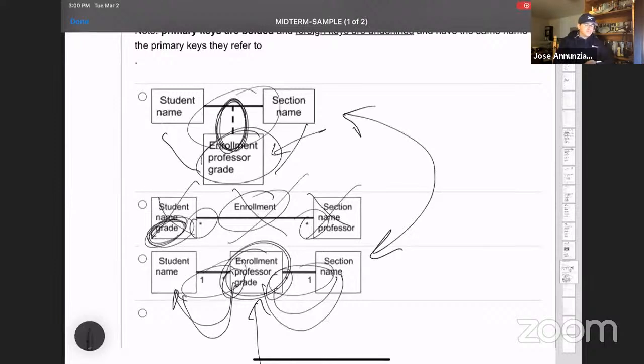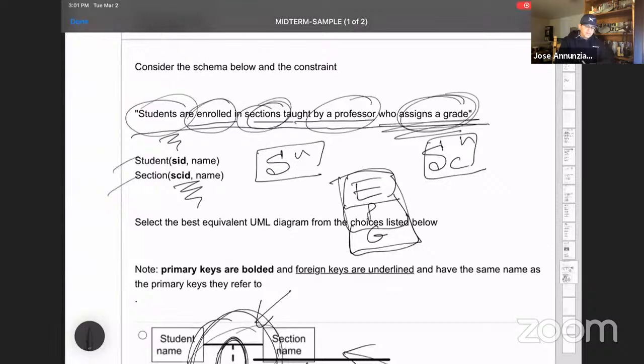But the difference between the two is that if the association class, the enrollment, has its own fields, then you should go with this more modern documentation, where we call this an association class. An association class is where we have a line between the two, and then dotted lines going down.